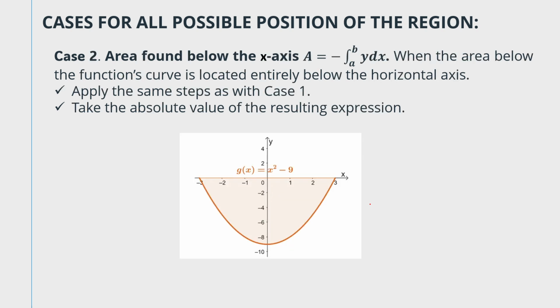And for case number 2, the area is found below the x-axis. So this is case number 2. When the area below the function's curve is located entirely below the horizontal x-axis, apply the same steps as in case number 1, but take the absolute value of the resulting expression because the area is always positive.